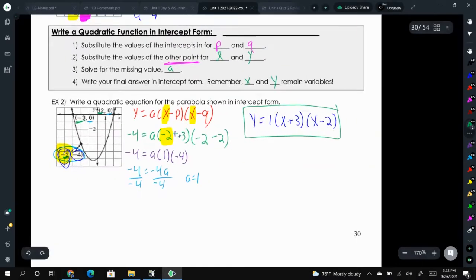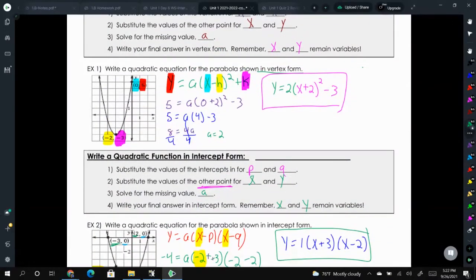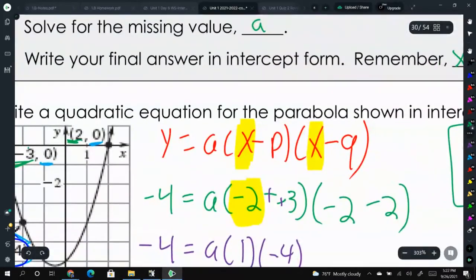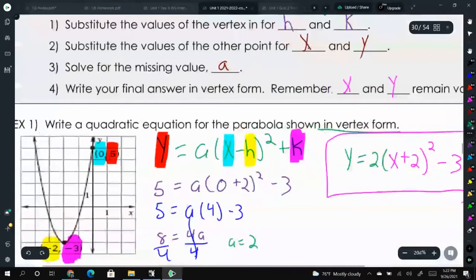So far, it has been using the correct form of the quadratic and plugging in the information that I gave you. So it's very important, if I'm saying we're in intercept form, that we use intercept form here. If I say vertex form, you got to use vertex form from up here.